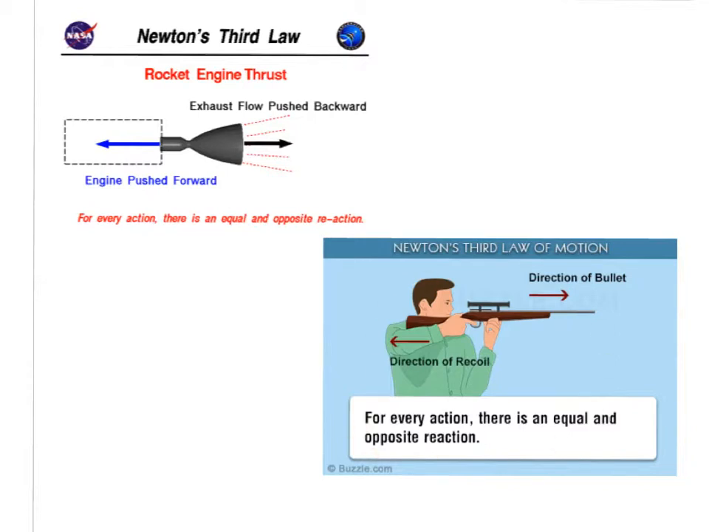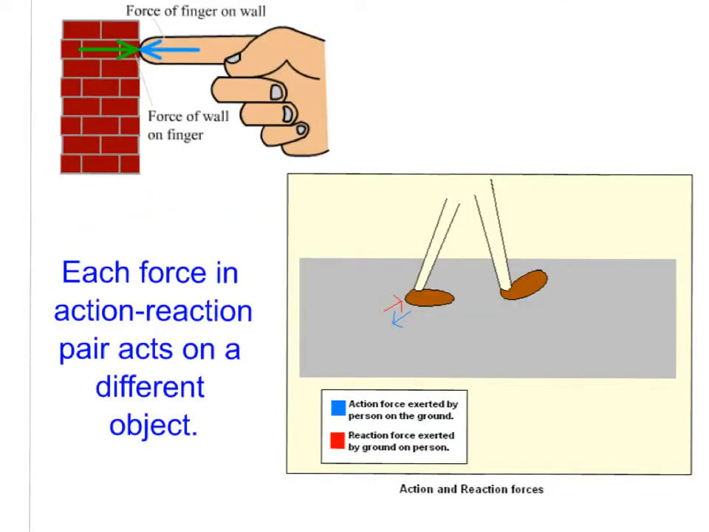Here would be another example. The direction of the bullet and the direction of the recoil would be an example of an action-reaction pair. Here, force of finger, force of wall, action-reaction. Here, just walking is a wonderful example of an action-reaction pair. We have the force exerted by the foot on the ground and the force exerted by the ground on the foot. Each force in an action-reaction pair acts on a different object. That would be something to keep in mind when you're thinking about this.